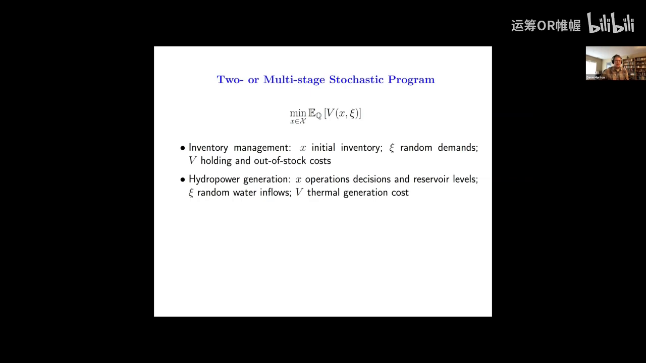Another common example that shows up with some frequency, at least in the stochastic programming setting, is hydroelectric power, where you have random inflows that show up in that right-hand side through the C vector. And then you've got a network of reservoirs, and you've got operations decisions in terms of how much to generate and how much to hold in inventory. And you're trying to minimize the complementary thermal generation cost.